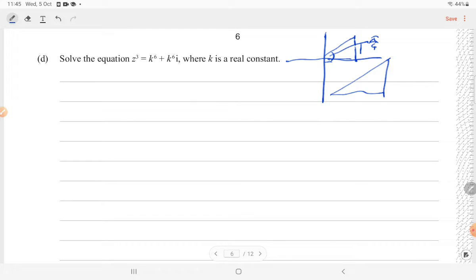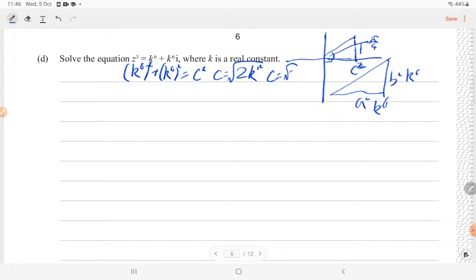A squared plus b squared is equal to c squared. This is c squared, a squared, b squared. But in reality, this is k to the power 6, and this is also k to the power 6. So k to the power 6 squared plus k to the power 6 all squared is equal to c squared. So c is equal to square root of 2 k to the power 12. C is equal to square root of 2k to the power 6. And so this is the modulus, and the angle will be pi over 4.